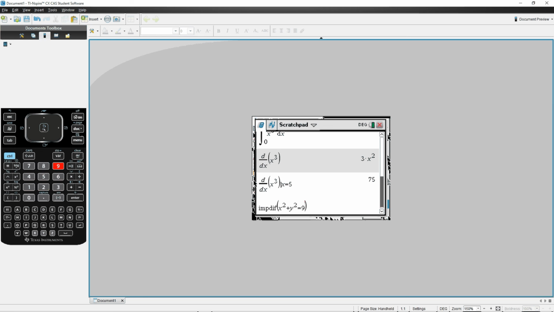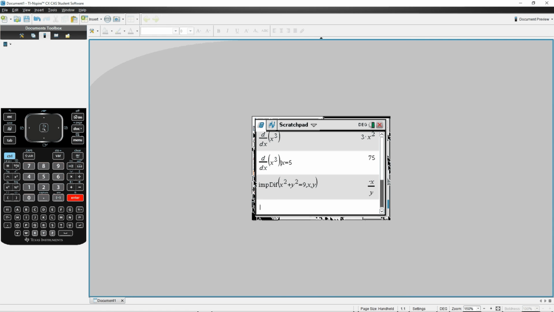And if we want to find the implicit derivative, we're going to have to indicate which variable we're differentiating with respect to, which is almost always going to be x. And then we're going to have to indicate our other variable, which is going to be y. And if we press enter, we get that y prime equals negative x over y.